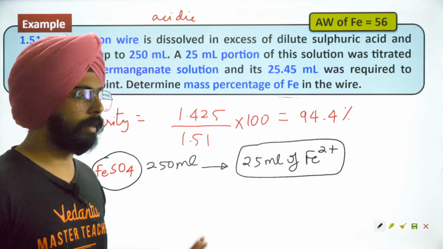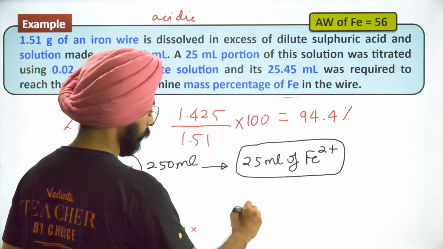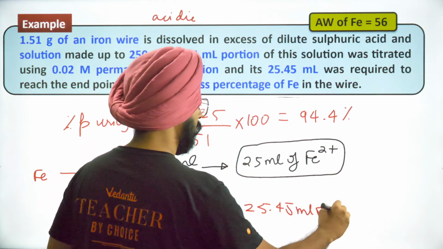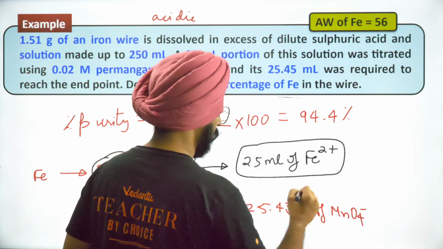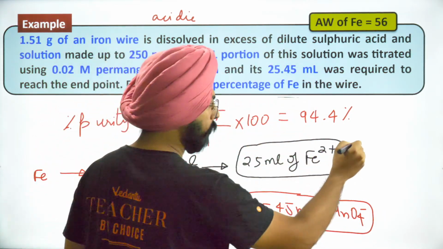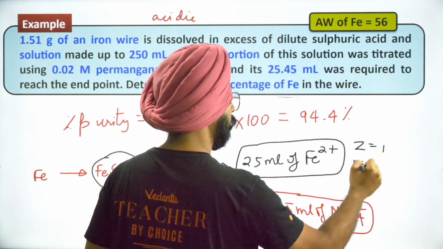These 25 milliliters of Fe2 positive are reacted against 25.45 milliliters of MnO4 negative. As we know, this will convert into Fe3 positive. Valency factor is equal to 1. Molarity is something that we don't know.